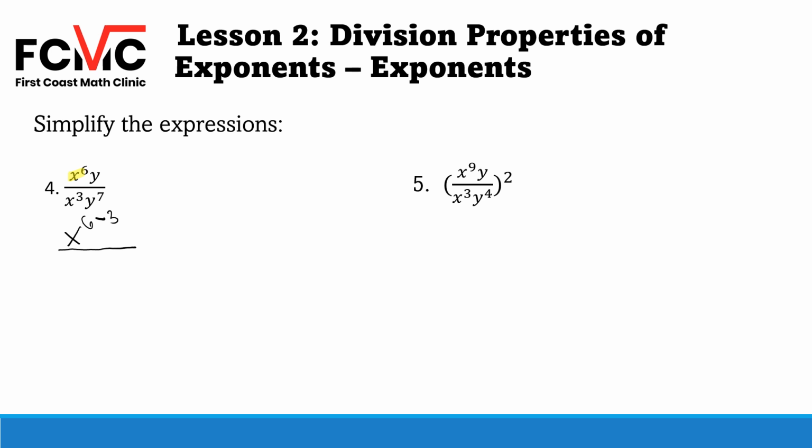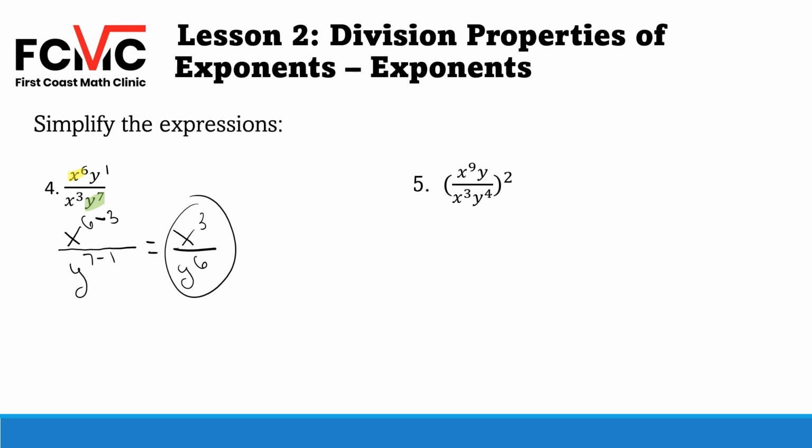Now looking at our y's, I have y over y to the 7th. If I don't see a power on that y, it's just going to be 1. Where do I have more y's? Well, I have more y's in the denominator. So we're going to keep our y's in the denominator. So this is going to be 7 minus 1. So x to the 6 minus 3 is going to give us x to the 3rd. y to the 7 minus 1 is going to give us y to the 6th. And we can't do any simplifying further. So that's going to be our answer.